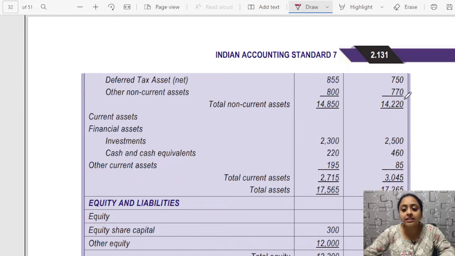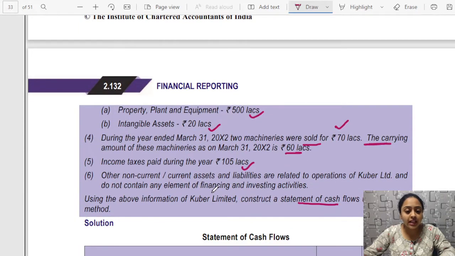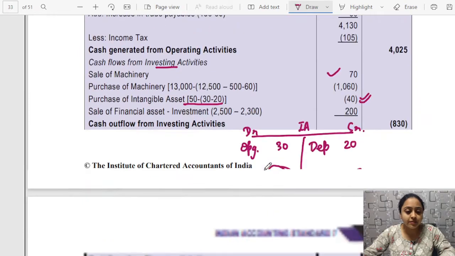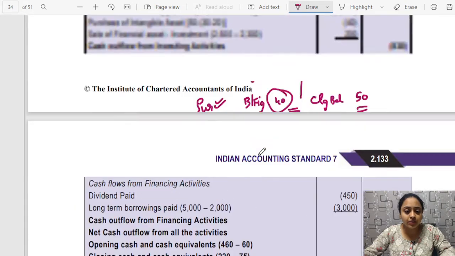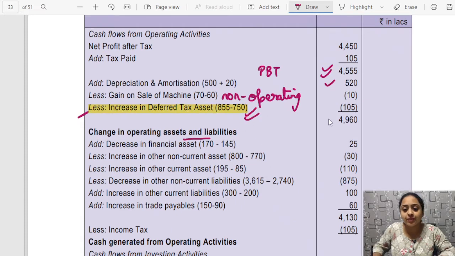Other non-current asset 770 and 800, unless any other information has been given. Is there any other information? No, only taxes have been given. Okay, so here you can see DTA, deferred tax asset. 750 was opening and 855 is closing. There is no further increase or decrease, and then this will be included as per operating part.